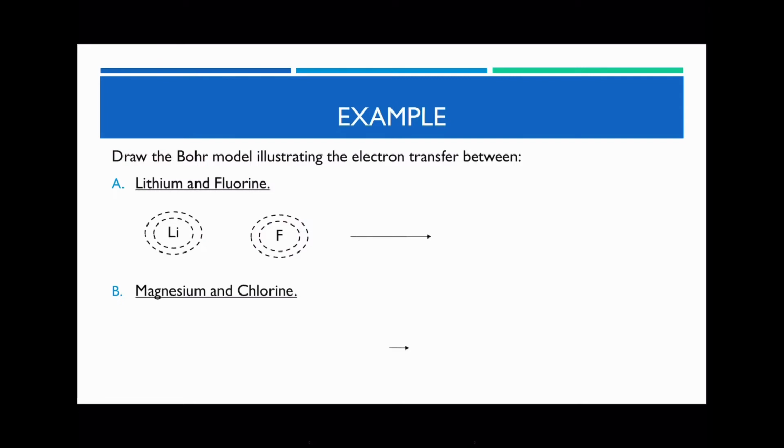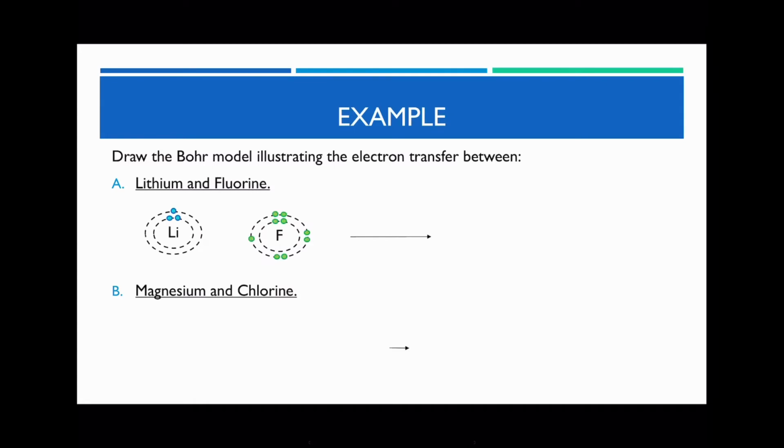So this question reads out, draw the Bohr model illustrating the electron transfer between lithium and fluorine. If you look at your periodic table, you'll notice that lithium is found in group 1 and has an atomic number 3. So it's got 3 electrons with 1 valence electron since it lies in group number 1. Fluorine, on the other hand, has 9 electrons. We know that 2 electrons can fit in the first shell, and therefore 7 electrons will fit on the second shell over here.